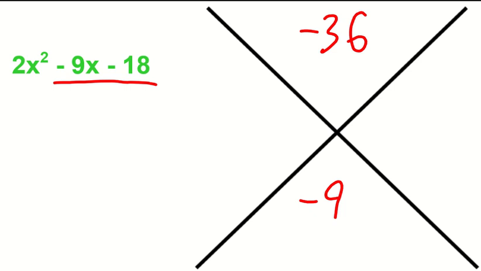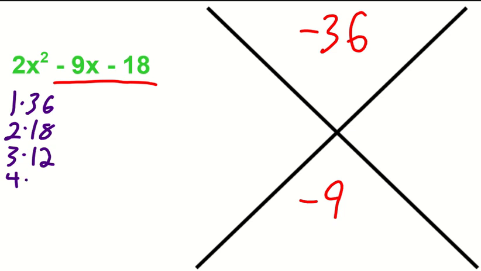So if needed, you can always write out the numbers that can multiply to make it. All right, so we got, with 36, I can go 1 times 36, 2 times 18, 3 times 12, 4 times 9, and we got 6 times 6.